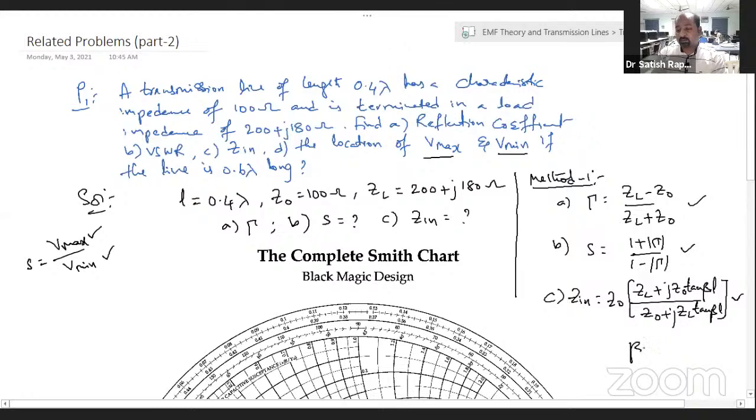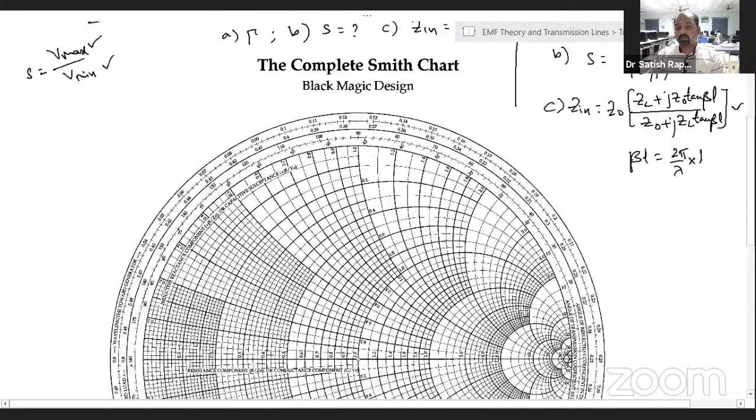Here, beta L is equal to beta, which is 2 pi by lambda, into L. L is given as 0.4 lambda. So substitute all the given values, simplify, and you'll get the answer. So this is method one.